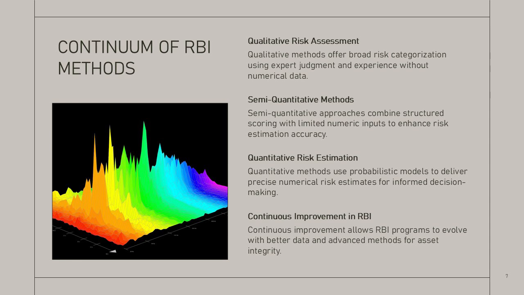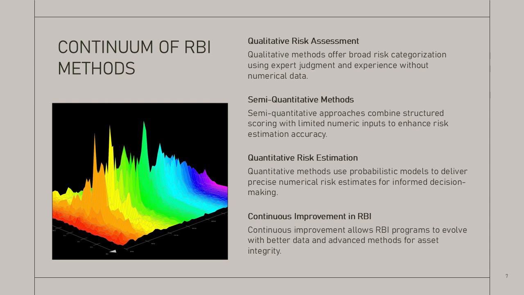Semi-quantitative methods occupy the middle of this continuum by combining structured scoring with limited numerical inputs. As data quality and availability improve, organizations can move along the continuum toward more quantitative assessments. API RP 580 supports this flexible approach, recognizing that different equipment, systems, or facilities may warrant different levels of analysis. The continuum concept also enables continuous improvement of RBI programs. Initial assessments may be conservative and qualitative, with subsequent iterations incorporating better data and more advanced methods.